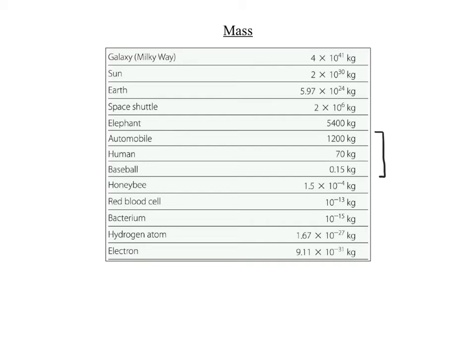Automobile. When I was a kid, I was taught that an automobile was like a ton. And the word ton was used very, very liberally when I was a kid. Oh, there's a ton of food here. There's a ton of this. But what is a ton actually? Anybody know what a ton is? 2,000 pounds. So this says 1,200 kilograms. That would probably be what?